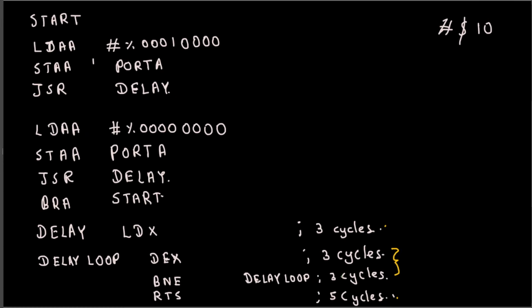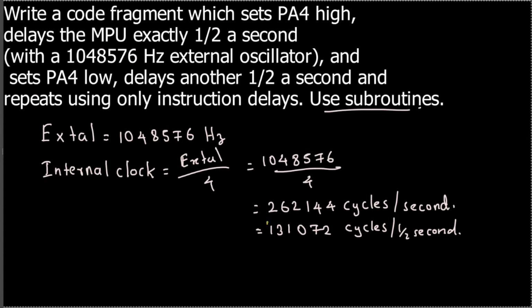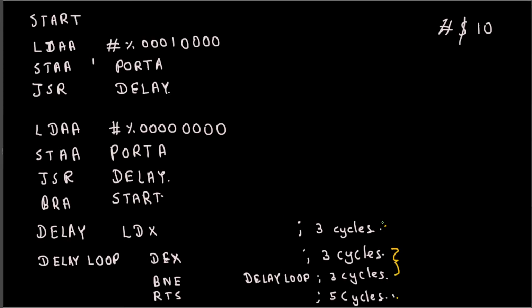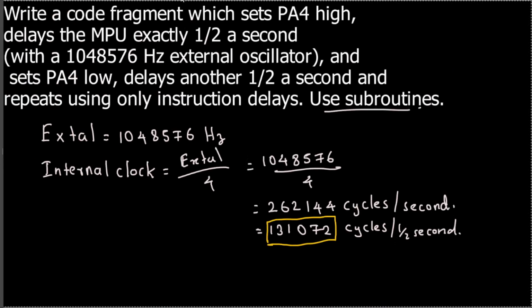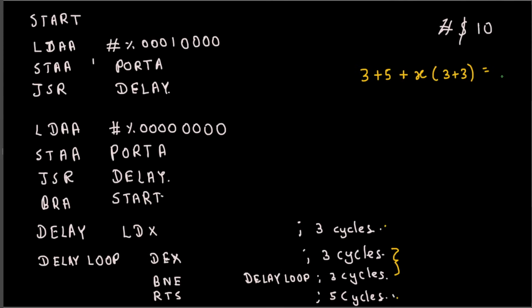So in order to calculate what to put here, we have to look at what we need to achieve. Here our desired number of cycles is 131,072. This 3 and this 5 should be eliminated from the calculation, because these just happen one time. So 3 plus 5, plus we have to have a value. Let's say I want to figure out the X value. That one currently runs 3 plus 3, and that should equal 131,007.